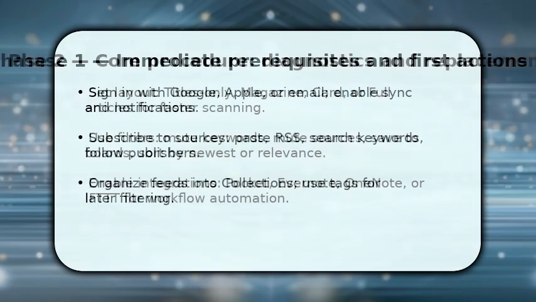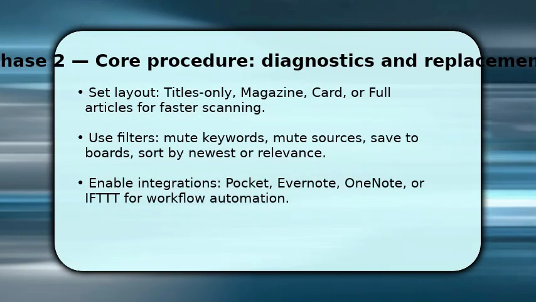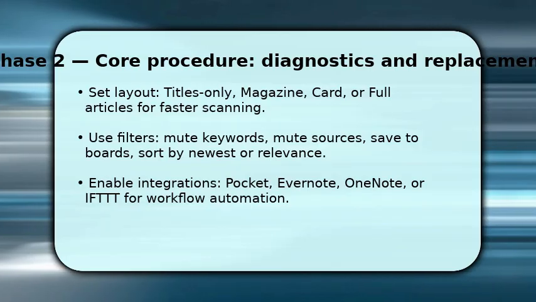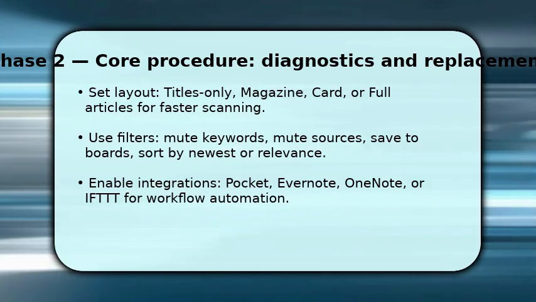Next, customize how you consume content. Choose a layout that fits your goals. Titles only for speed, magazine for visuals, or full articles if you want depth. Then apply filters. Mute keywords or noisy sources and sort feeds by newest or relevance so you see what matters.